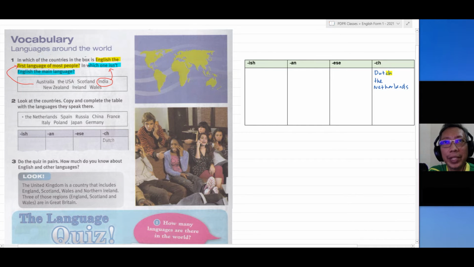Okay, we have done the example given, the Netherlands. The next country from the list is Spain. If you search for the language used in Spain, you will find that the language is called Spanish. So Spanish ends with the letters ISH. So you write inside the column -ish, Spanish, spoken by the people from Spain.